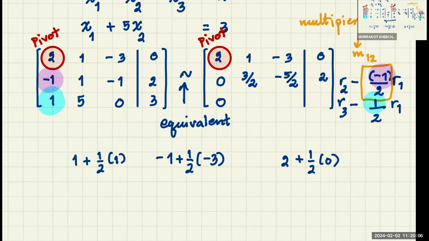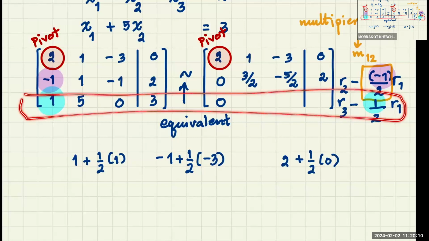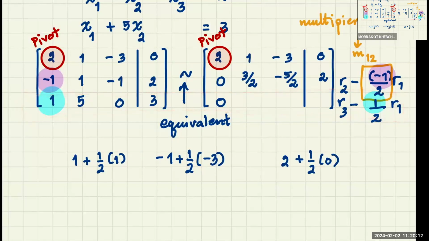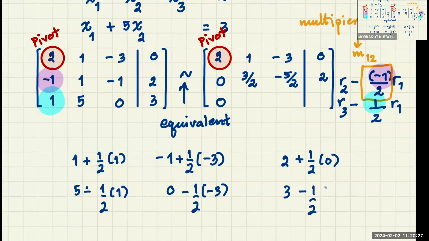Now consider the third row. I will take 5 minus 1 over 2 times 1, 0 minus 1 over 2 times -3, 3 minus 1 over 2 times 0, which gives 3 over 2.